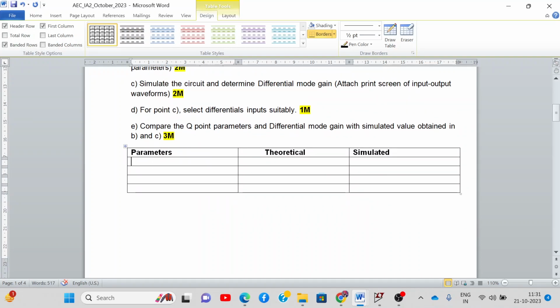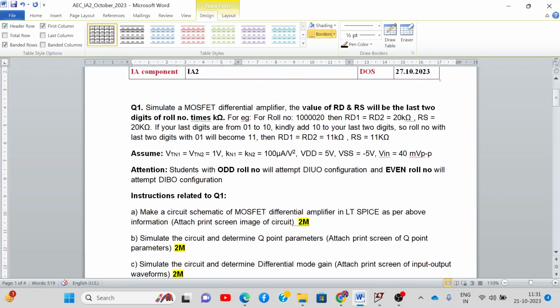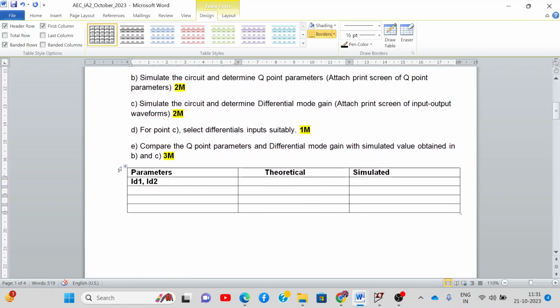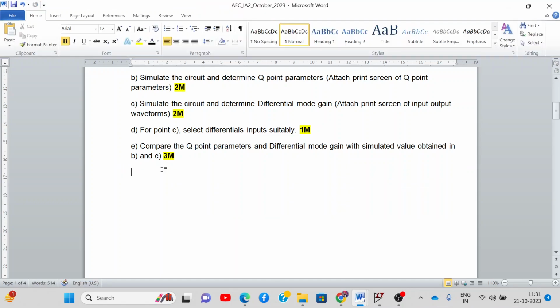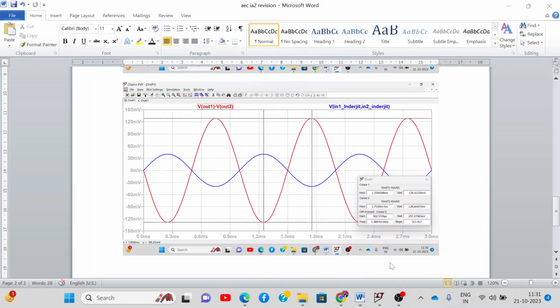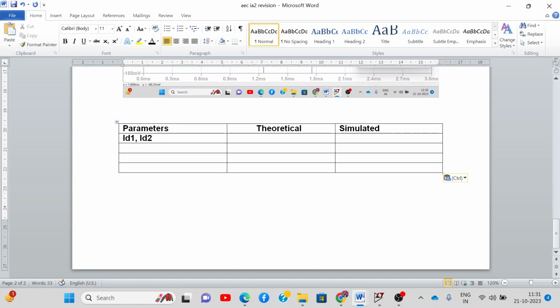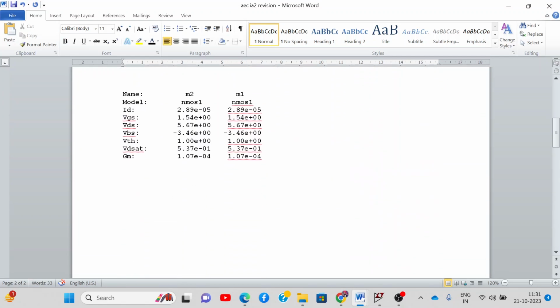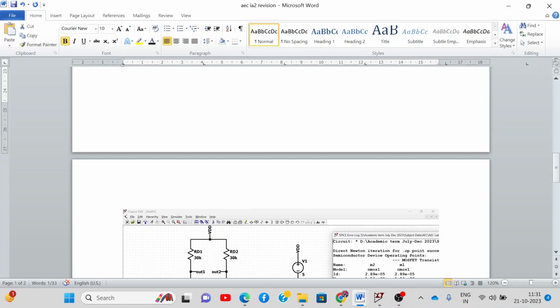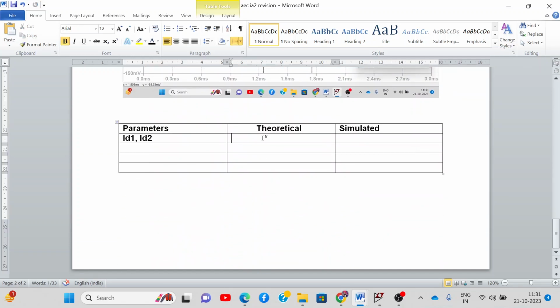Here, under parameters, you can write the Q point first: ID1, ID2. So you can write the value. You remember you got a simulated value. Oh, I am doing it over here, I should not do it over here. I'll delete it from here and do it over here. Here it is, I have to create the parameters. You remember we got the value of ID. So the same ID value you can write over here, in the simulation case.